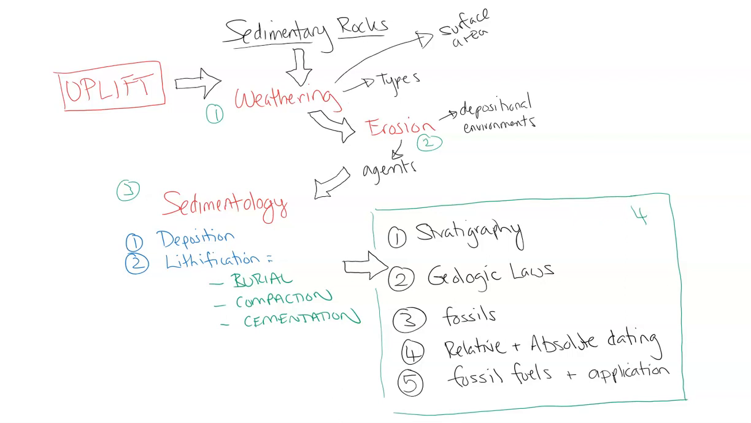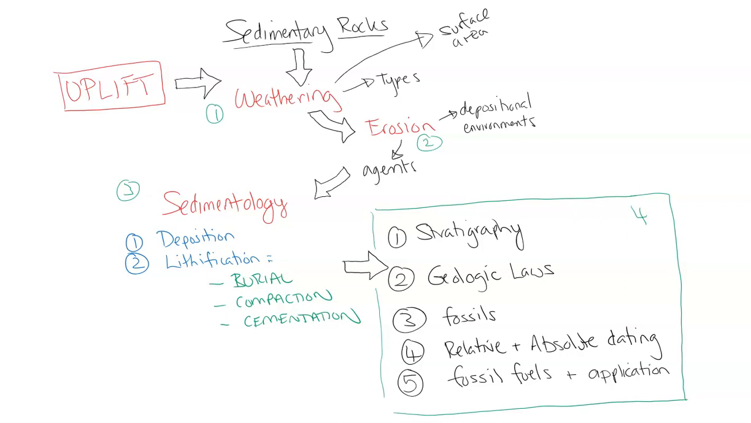Then we can look at the weathering content. We can look at the erosional agents that work on moving that transported sediment that's been weathered. And then we look at the sedimentology part of it, so how the rock is actually formed. Now, this is called lithification, which is right here, number 2. And there are stages to this process of making a new sedimentary rock from a source rock.